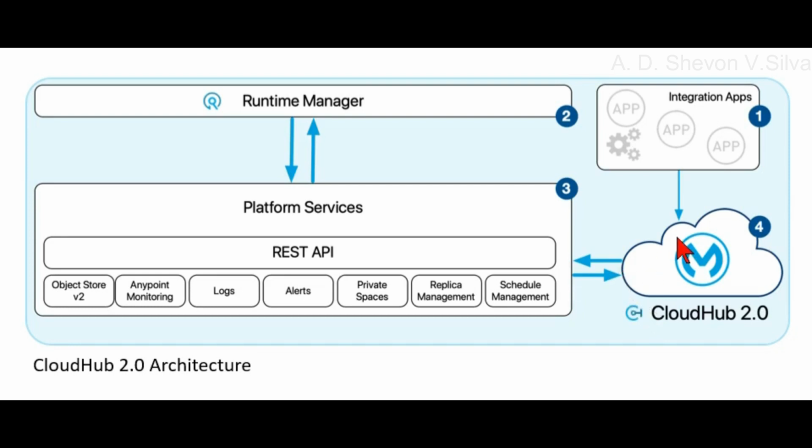Here, integration apps are connected to CloudHub 2.0. Runtime manager interacts with platform services. Platform services consist of REST API, Object Store version 2, endpoint monitoring, logs, alerts, private spaces, replica management, and schedule management. Platform services interact with CloudHub 2.0.